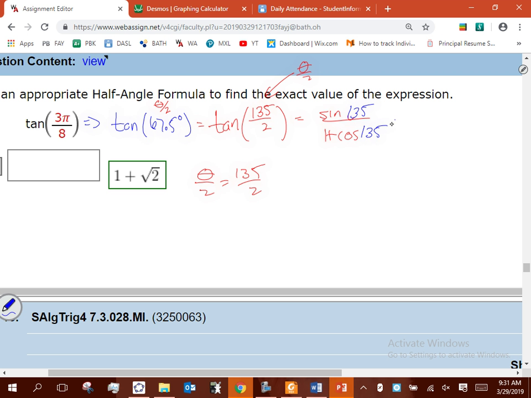So now we should know the sine of 135. What is the sine of 135? Radical 2 over 2. And then the cosine of 135 is negative radical 2 over 2. Okay? So now we've got that, and we want to just simplify that. So I'm going to have radical 2 over 2 divided by 2 minus radical 2 over 2, right?